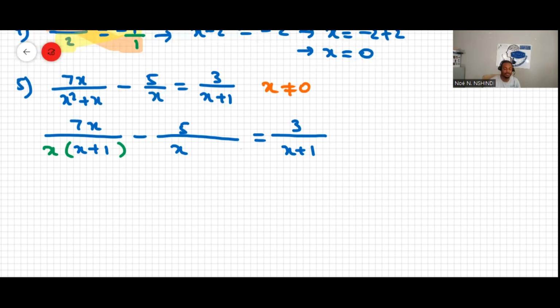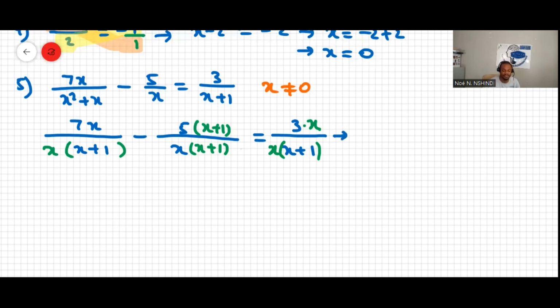Now we need to find the common factors. The LCM for all these denominators means the unit must be the same. So if I multiply here by x plus 1 to make it the same as this one, I must also multiply the numerator by x plus 1 to keep the fraction equal. Over here, I multiply by x, and I multiply there also by x for the same reason. Now that we have the denominator common, we can work out the numerator.